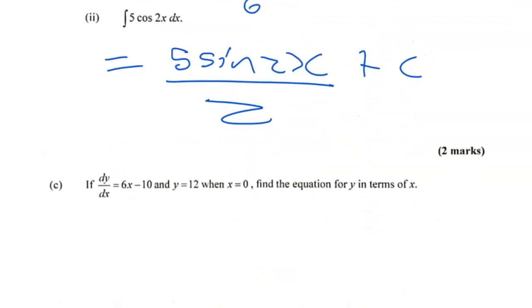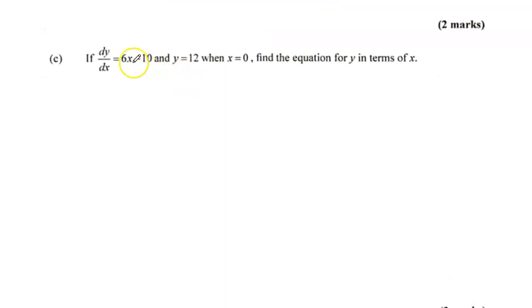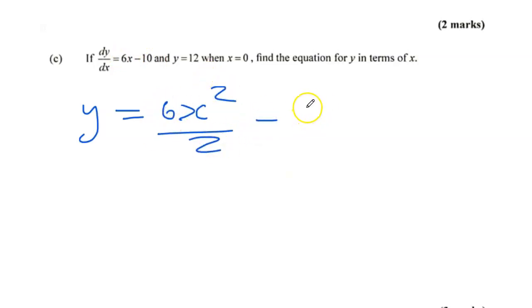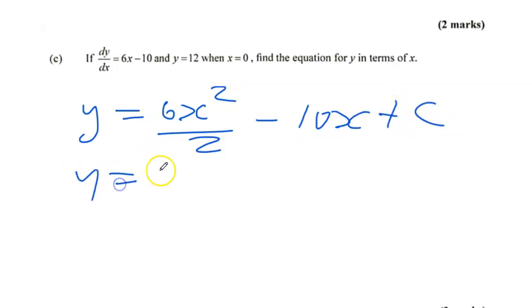Next, if dy by dx equals 6x minus 10, and y equals 12 when x equals 0, find the equation. So if we have dy by dx, to get y, we simply integrate 6x minus 10. Integrate 6x, add 1 to the power, we get 6x squared over 2. Integrate 10, we get 10x plus c. So this is y equal to 3x squared minus 10x plus c.